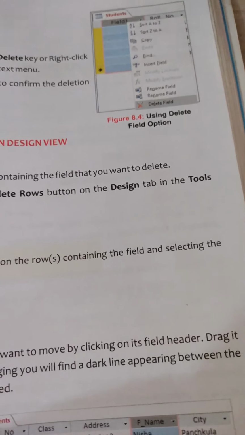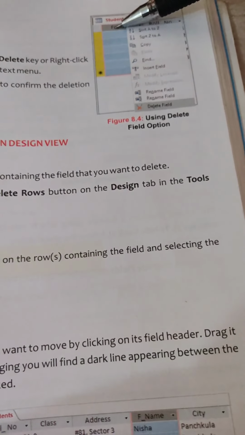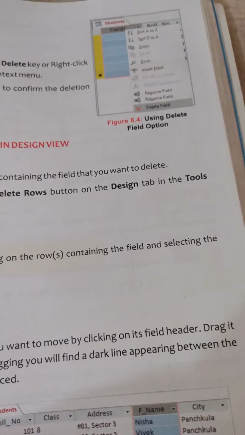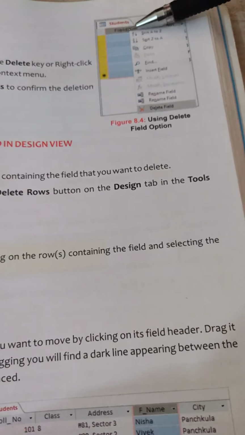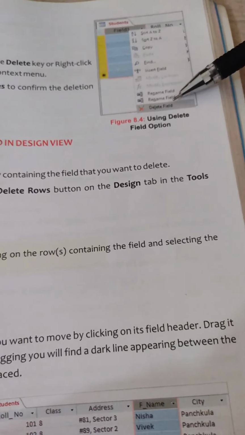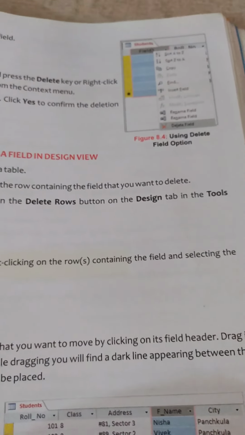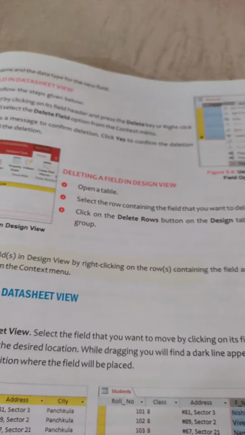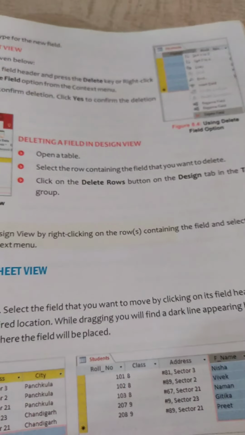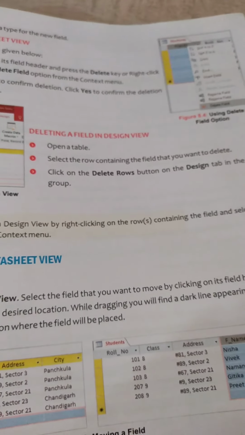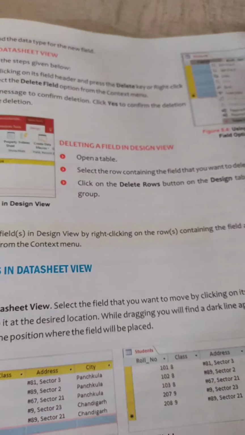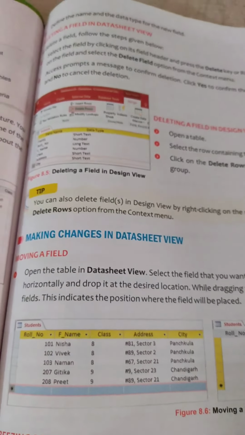Firstly, select the field by clicking on its field header and then press the delete key, or right click on the field and choose the delete field option from this context menu. Then a message will appear that wants to confirm the deletion. If you want to delete, then click on yes. If no, then press no.